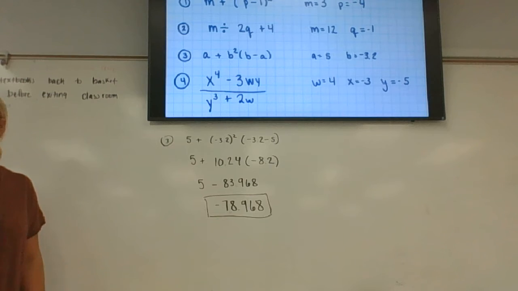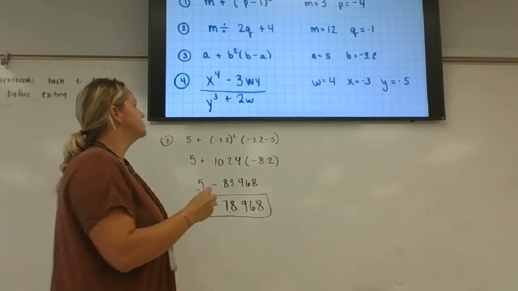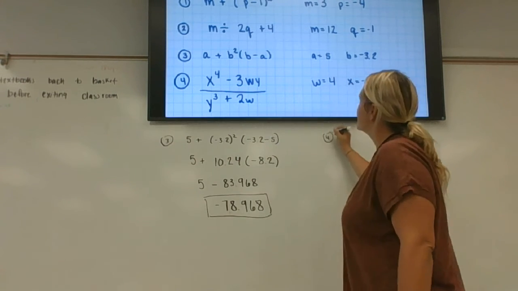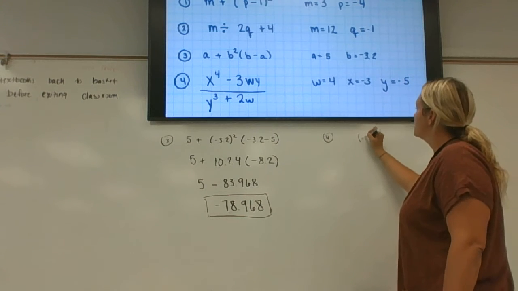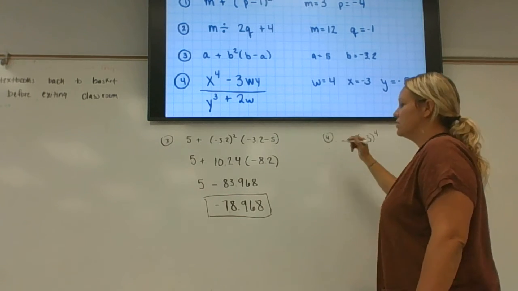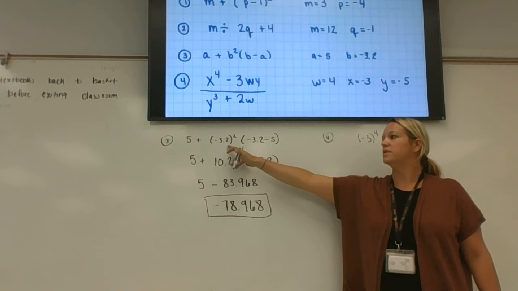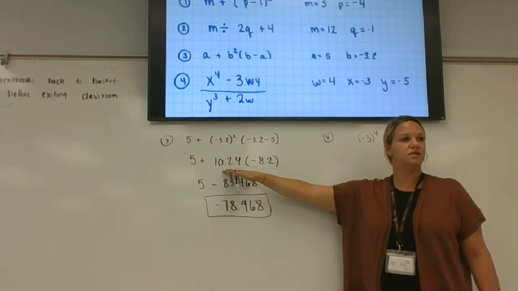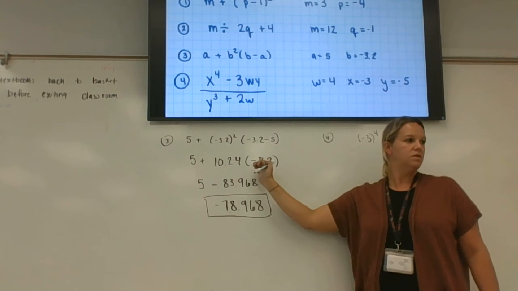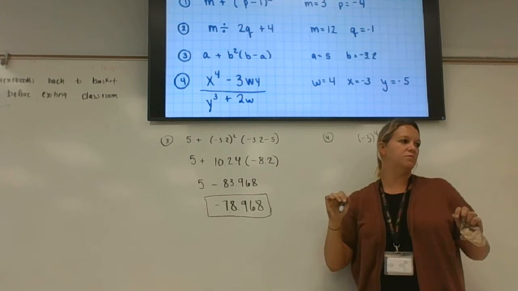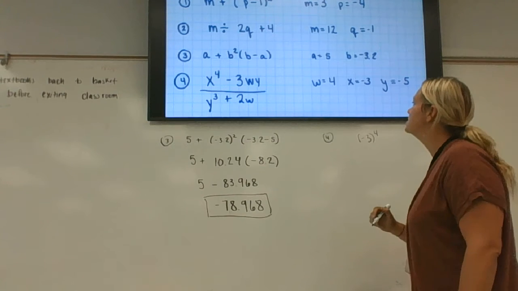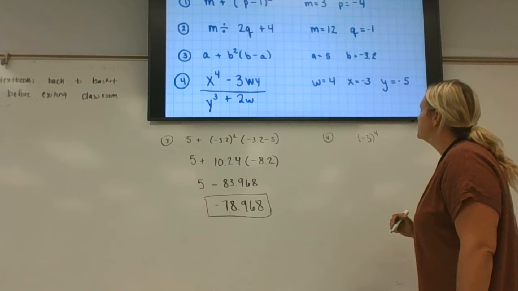Any questions? So you see this came out positive, really? Negative squared, negative times a negative is going to be positive. Oh, then you brought the minus sign with it. Okay, that works. Yeah. Sometimes.